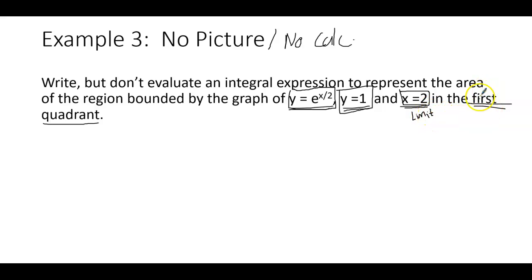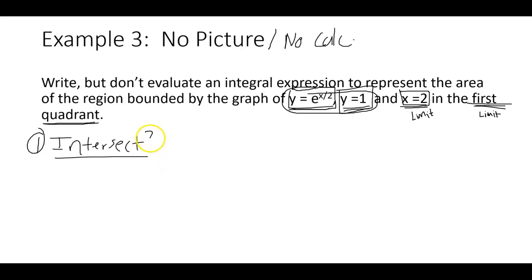Okay. And once again, they are telling us that we're in the first quadrant. A lot of times that means that your limit is x equals 0, but not always. If these things intersect somewhere in that first quadrant, then that will be our limit. If they don't intersect, then we'll just start at 0. So step one, let's find where they intersect first. Do they intersect in the first quadrant? If they do, then that will be my starting limit. If they don't intersect in the first quadrant, then my starting limit is just going to be 0 because we're in the first quadrant.